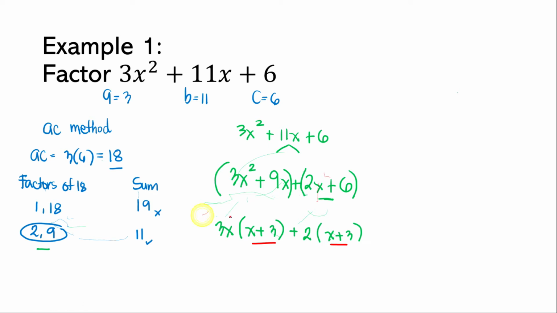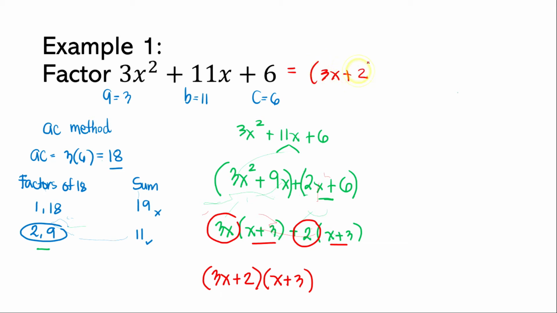Okay, and then i-collect natin itong finactor out natin na 3x and 2. So, our final answer will be 3x plus 2. That's the first binomial. And then, yung common na x plus 3. So, the factors of 3x squared plus 11x plus 6 are 3x plus 2 and x plus 3. You can check if our answer is correct by doing the FOIL method on our factors.